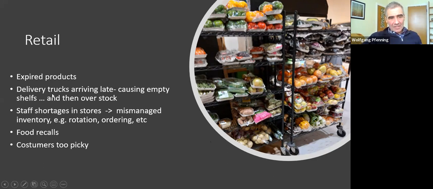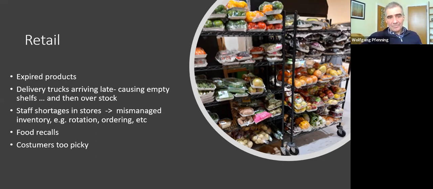Other losses at retail happen when, again, the truck arrives late and the customers want food. And then when the truck does come, the customers are gone. Those are scheduling things. When stores have shortages in labor, that's a problem, because then they can't manage their department, they can't pick through it, then the department doesn't look attractive and people buy less, and it can spiral out of control very quickly within a store.